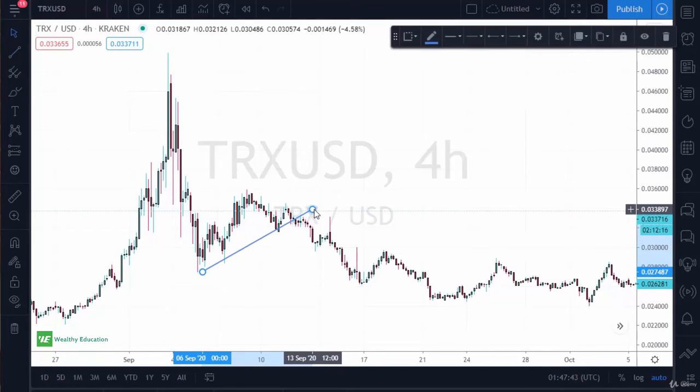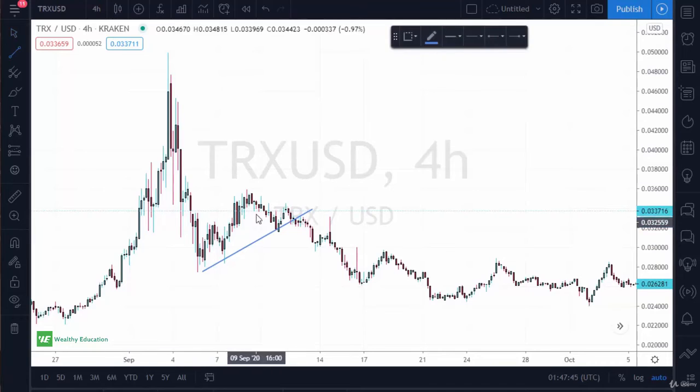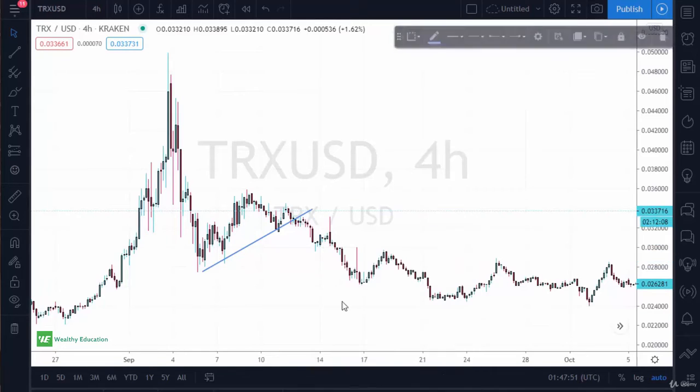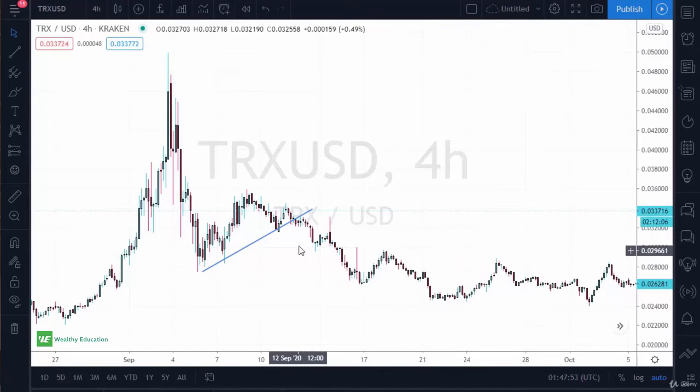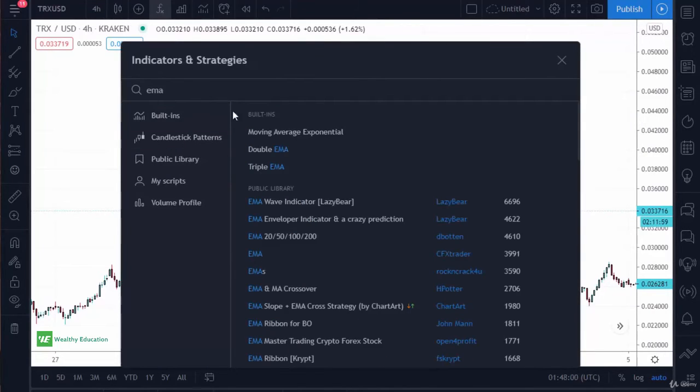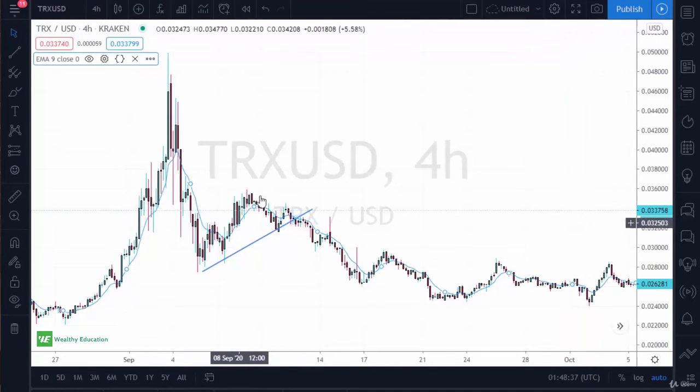Let's draw a couple lines here. You can see that clearly we have made the move, even more than we had anticipated. This is the 4-hour chart, so let's put an EMA on this. And you can see that the 9 has shown itself to be pretty reliable.